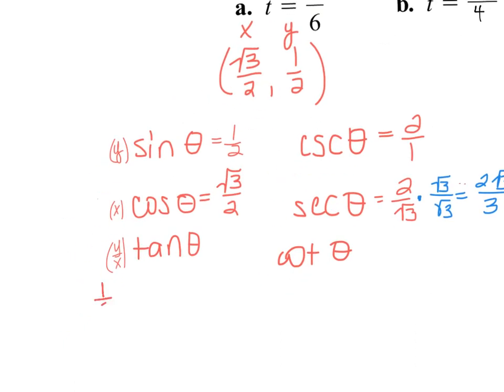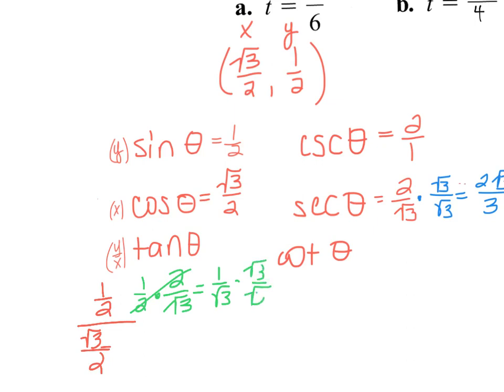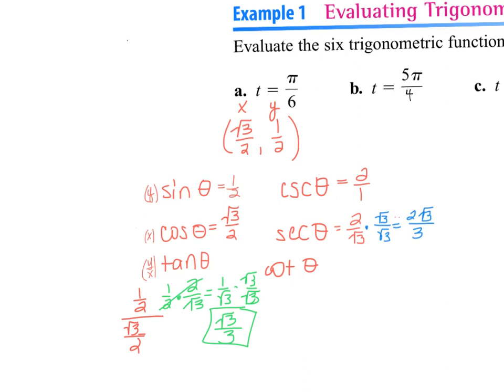And then my tangent is my y value, my y coordinate, over x. So it's 1/2 divided by √3/2. So when we have this, we're going to have to keep change flip. 1/2 times √3/2 becomes 2/√3. And then you notice here that my 2's will cancel out, so I have 1/√3. Whoops, we can't have 1/√3, so we have to rationalize, √3/√3. And I am left with √3/3 right there.